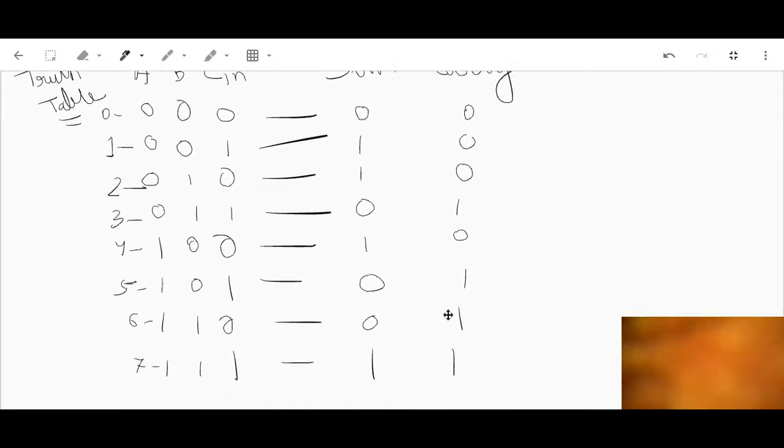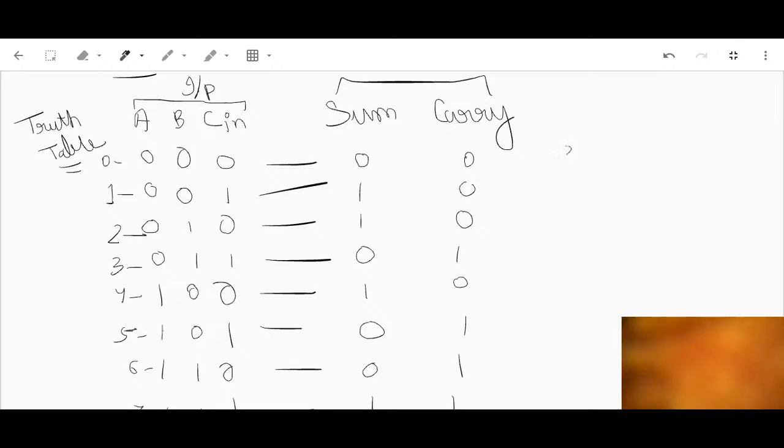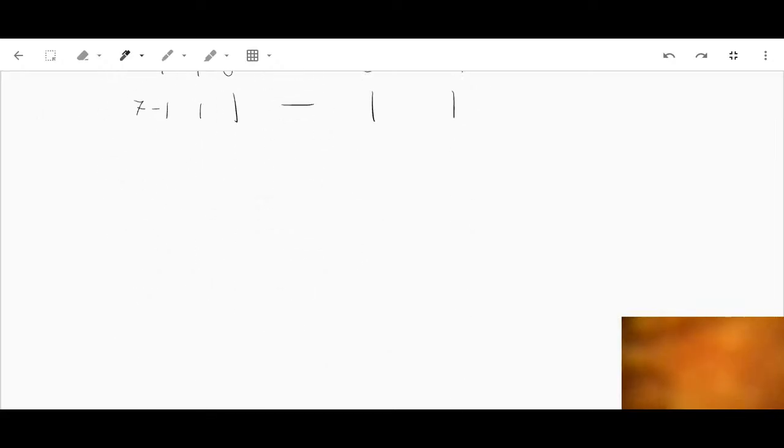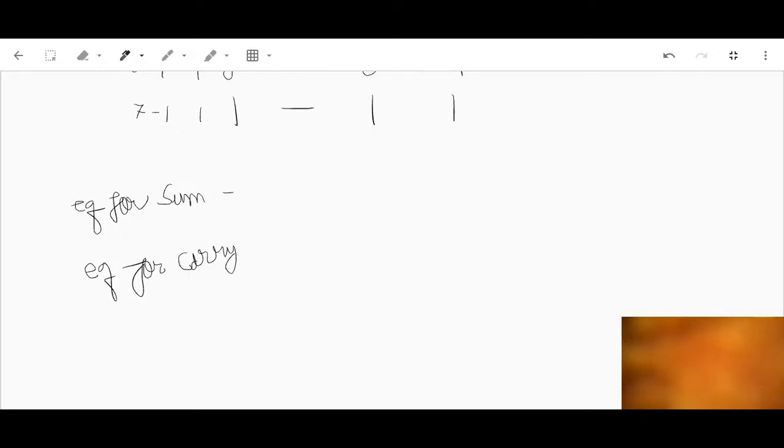And after that, we have to just find the equation for sum. Here we will write equation, or we just write below the truth table equation for sum, and then equation for carry.